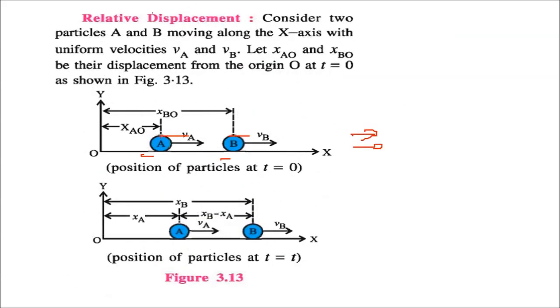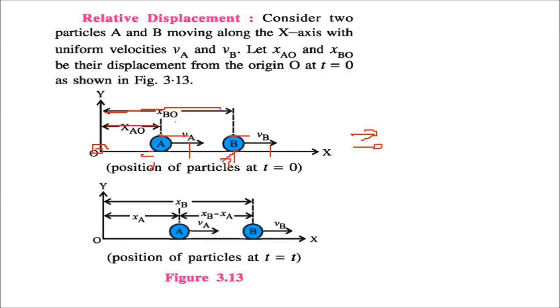What is the relative displacement? We consider two particles, say A and B, which are moving along the x-axis with uniform velocities VA and VB. Now this is the distance XAO. XAO is the displacement from the origin at time t equal to 0. This is also a distance XBO, meaning for particle B, O is the origin.